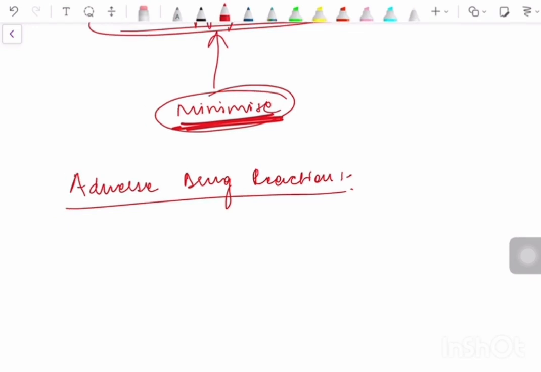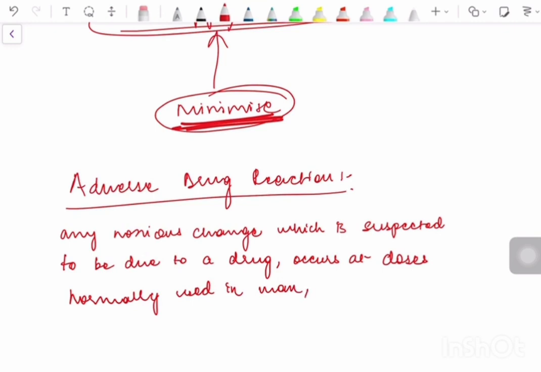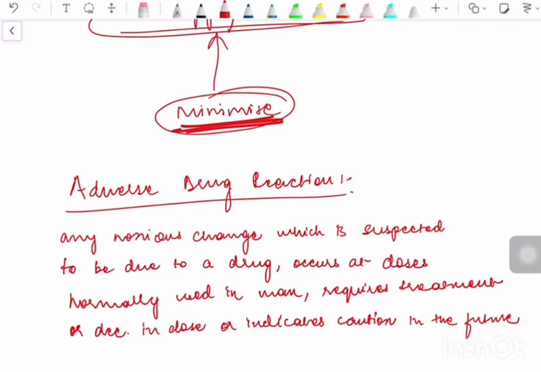So an adverse drug reaction is any noxious change which is suspected to be due to a drug, occurs at doses normally used in man, requires treatment or decrease in dose, or indicates caution in the future use of the same drug.